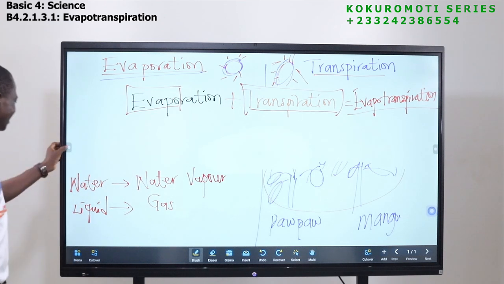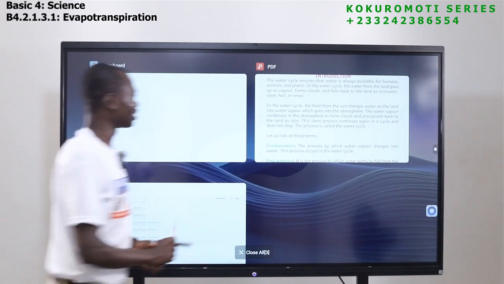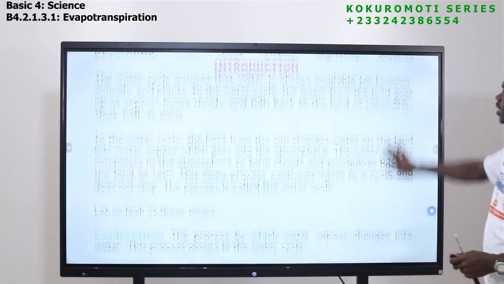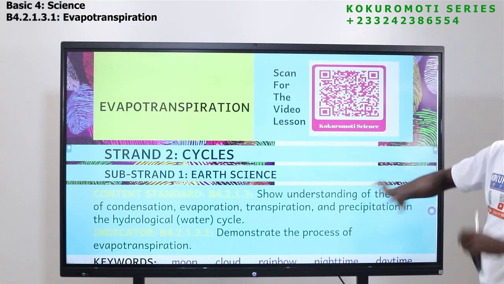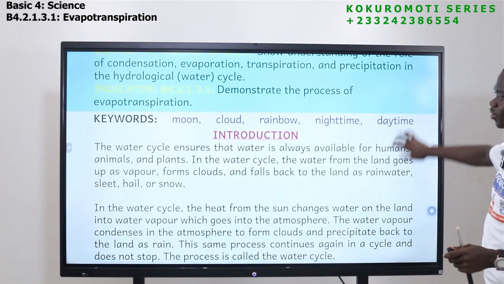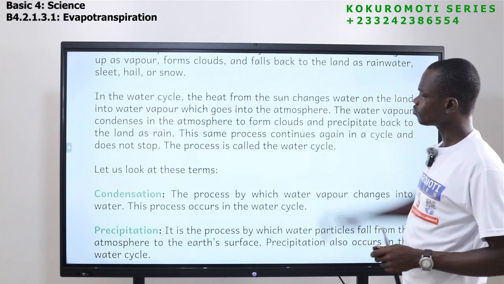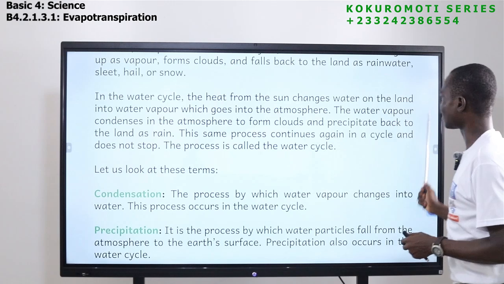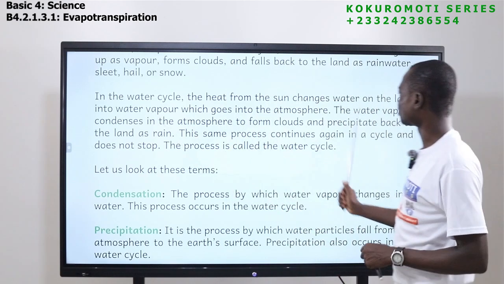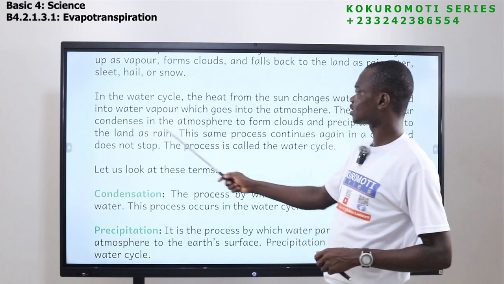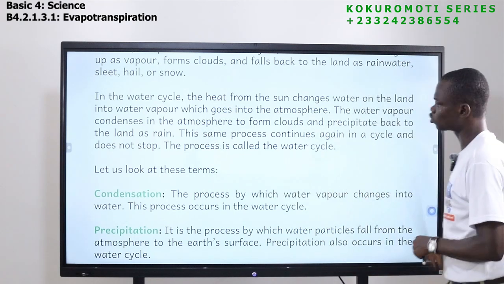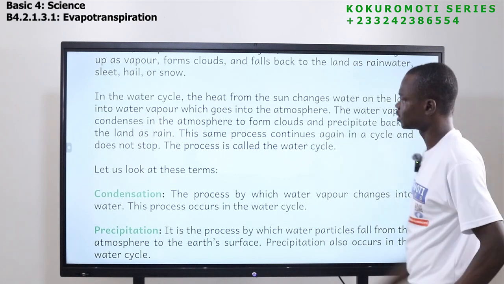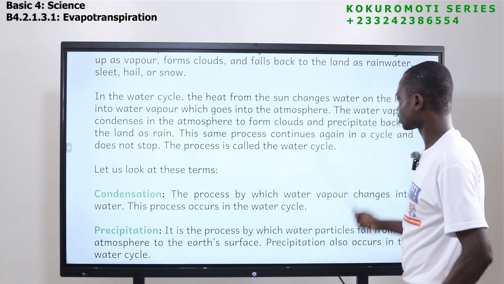The rest is just something that you need to be taken through. We have seen what evapotranspiration is all about. Now we have seen the keywords. In the water cycle, the heat from the sun changes water on the land into water vapor, which goes into the atmosphere. The water vapor condenses in the atmosphere to form clouds and precipitates back to the land as rain. This same process continues again in the cycle and does not stop. The process is called the water cycle.